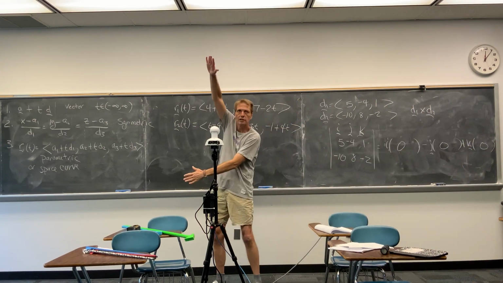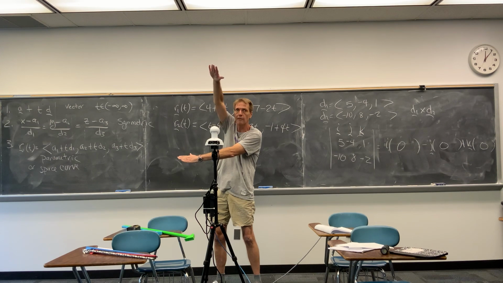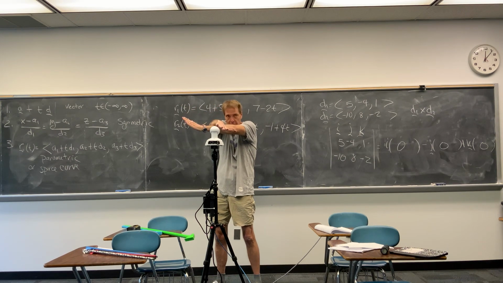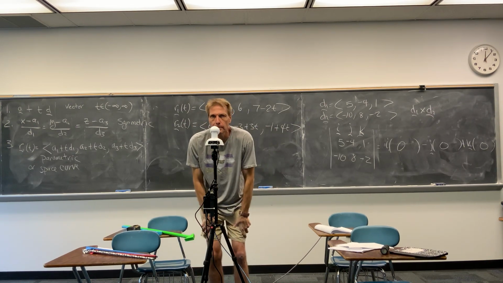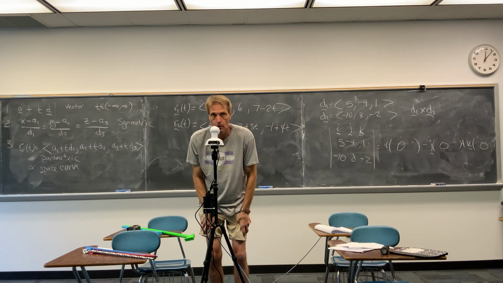Now, do this with your arms. Are those two lines that your arms represent ever going to intersect? Yes or no? No. Now do this. They're on top of each other. Are these two lines going to intersect? Yes. So is it possible for lines to intersect in three-dimensional space? It's rare, but it is possible.